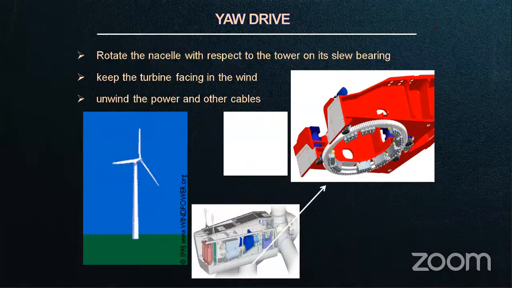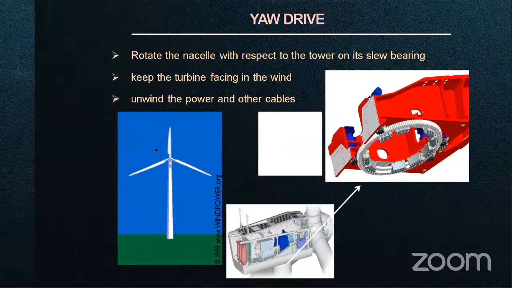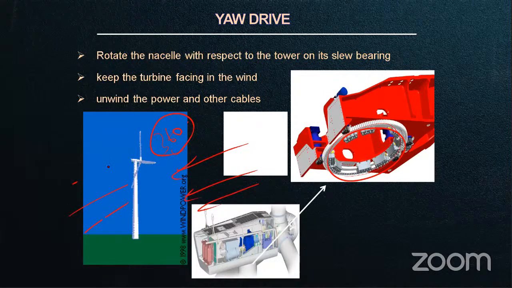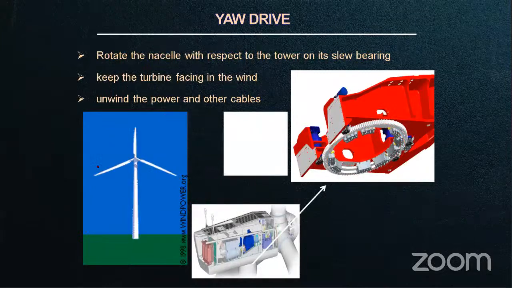Yaw drive, I explained to you; this is the tower top. Whenever the wind direction changes, the rotor moves towards it. You can see it can rotate 360 degrees. When the wind comes from this direction, the rotor moves towards this direction, and when the wind comes from that direction, the rotor moves towards that direction, so that it can increase the efficiency and extract maximum energy from the wind. And now you can see the tower.